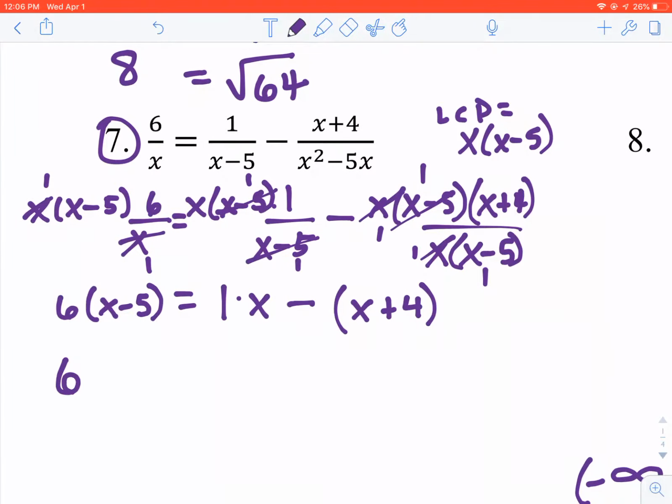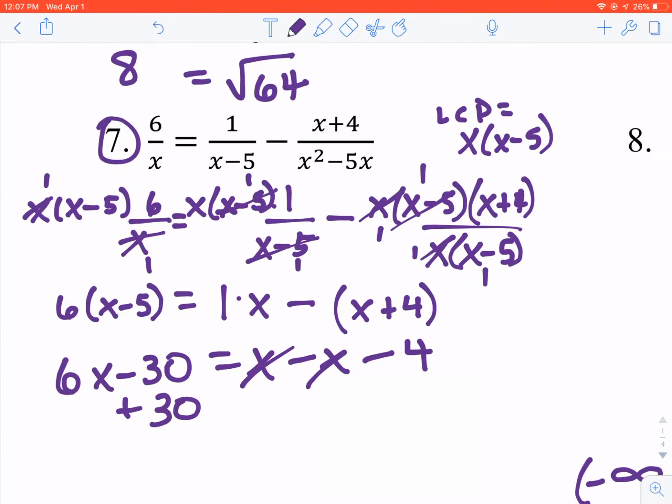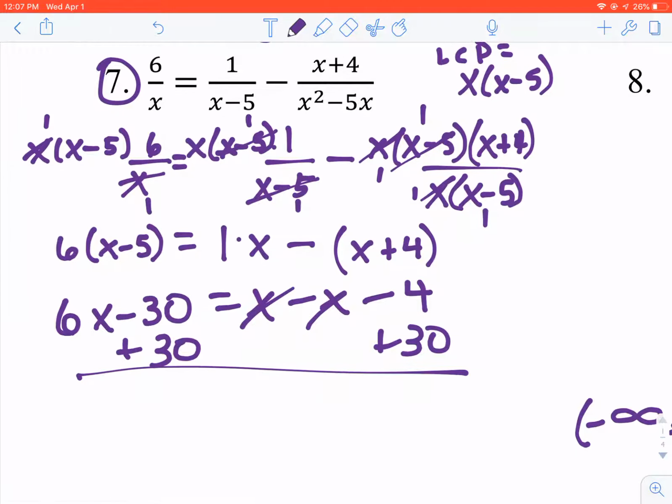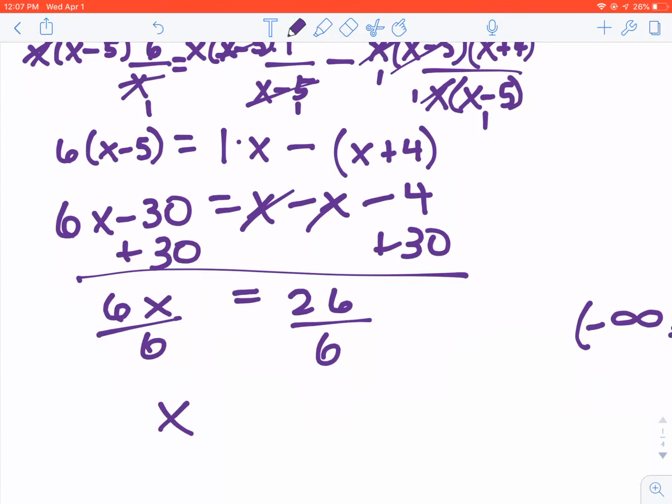And so now I have 6x minus 30 is equal to x minus 4 because I have to distribute that minus sign. Well, the x minus x goes away to 0. I'm going to add 30 to both sides. And so I end up with 6x equals 26. Divide by 6. X is equal to 13 over 3.